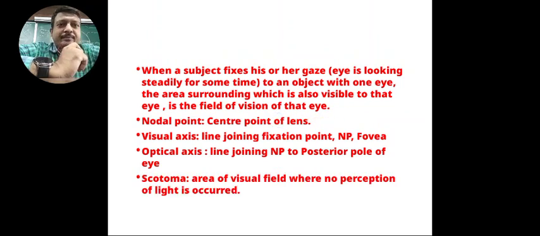Scotoma. Scotoma is the area of blindness. The area of visual field where no perception of light occurs is known as scotoma, or you can say scotoma means the island of blindness within the sea of vision.